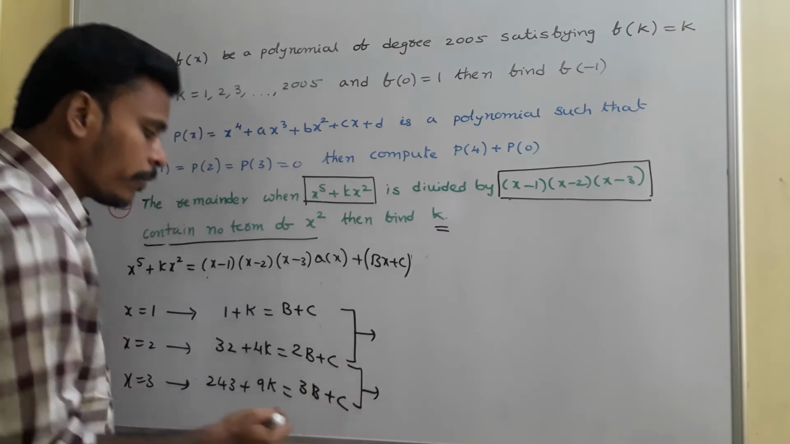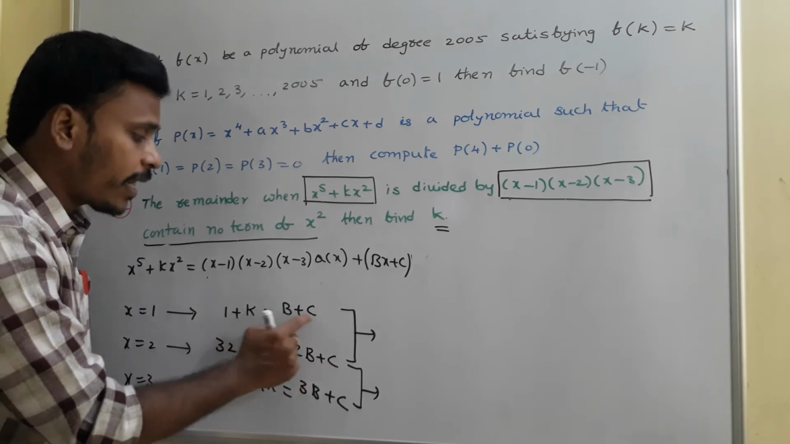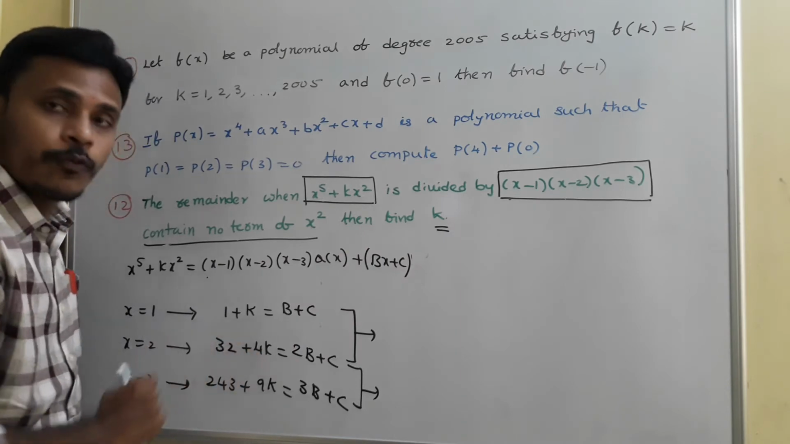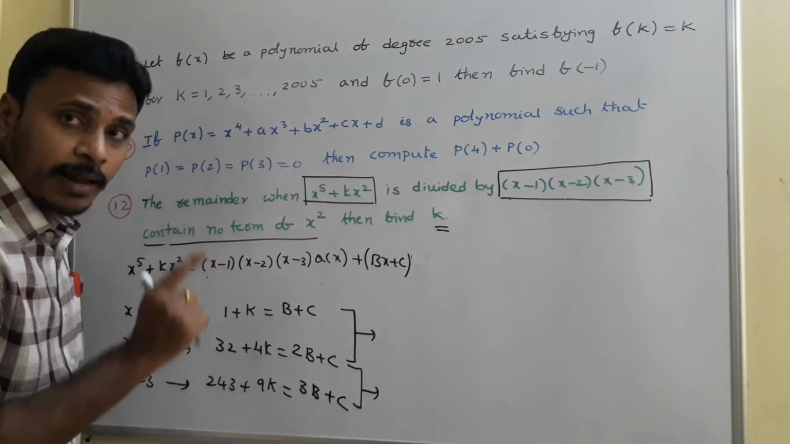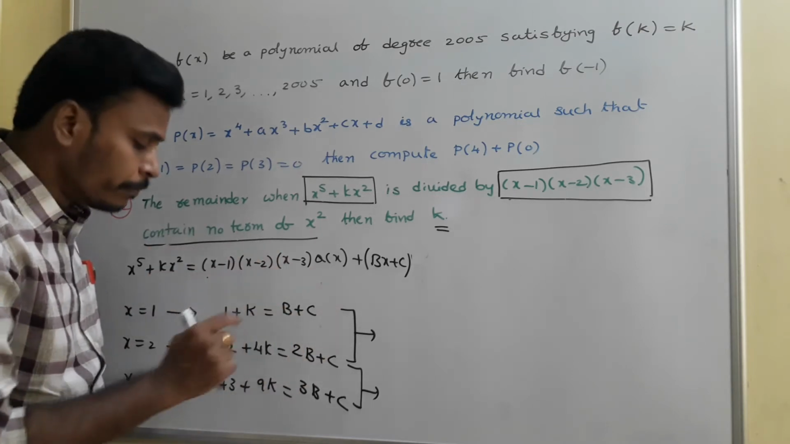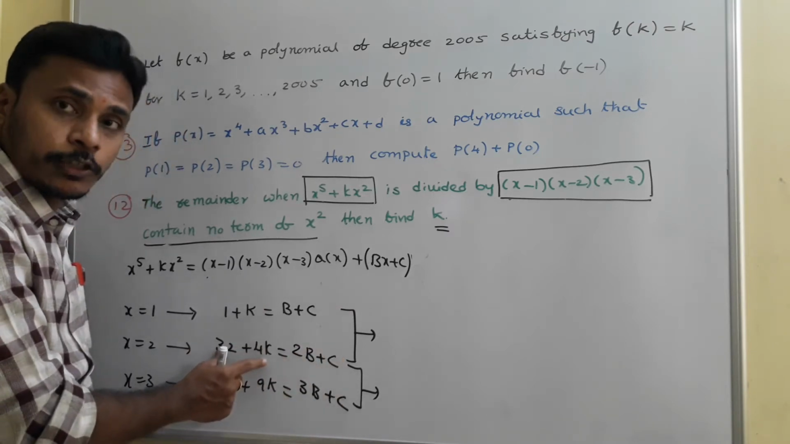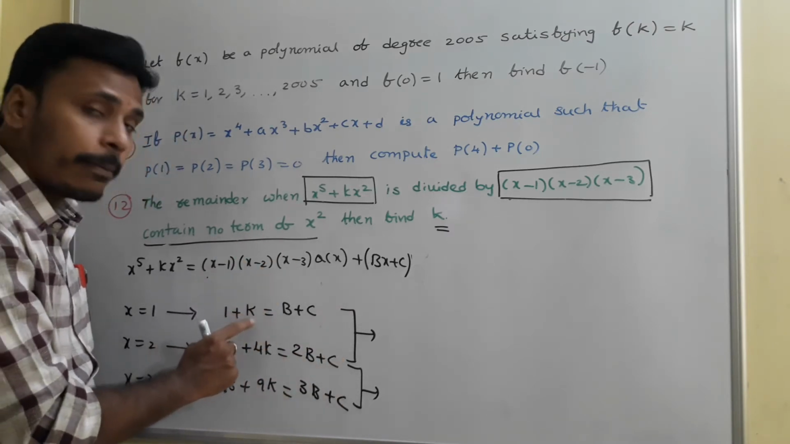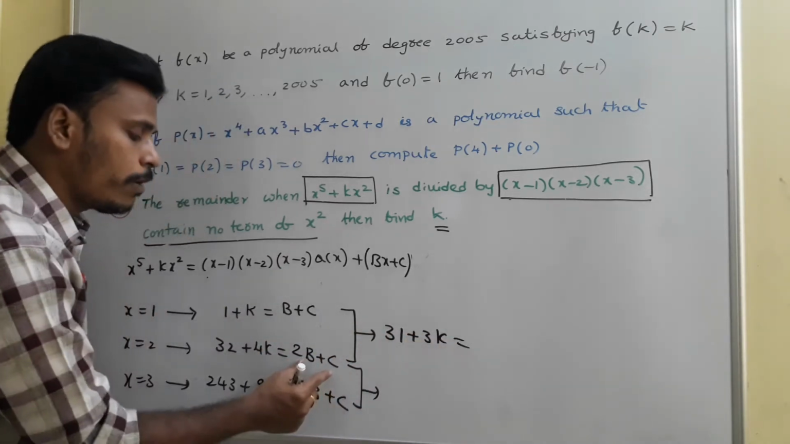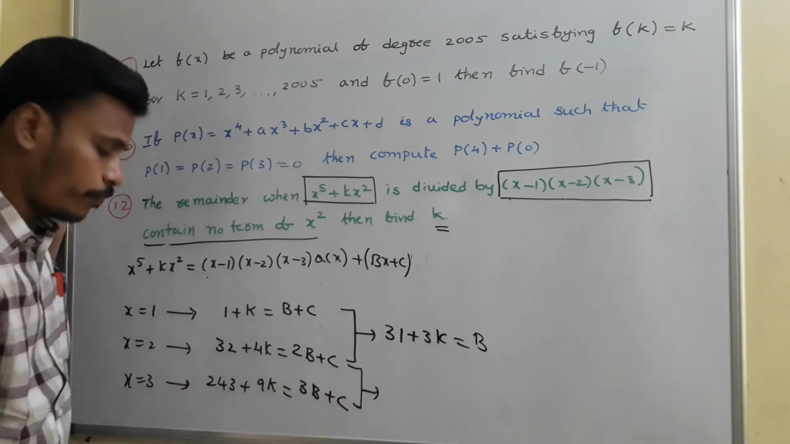What I am saying is, you just subtract the first equation from the second. So 2b plus c minus b plus c will give you b. That side b. This side 32 plus 4k minus 1 plus k. Subtract this first equation from the second equation: 32 plus 4k minus 1 minus k. You will get 31 plus 3k. And 2b plus c minus b plus c is equal to b. In the same way, third minus second.